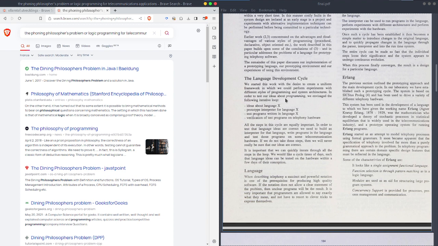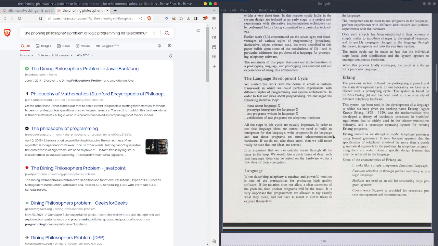In order to test our ideas about programming, we envisaged the following iterative loop: ideas about language, prototype interpreter for language, test programs written in language, verification of test programs on telephony hardware. All the steps in this cycle are equally important.